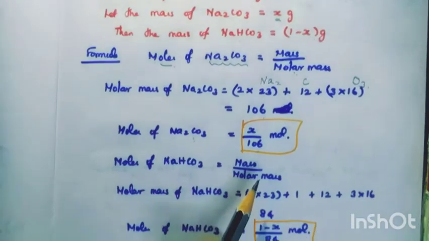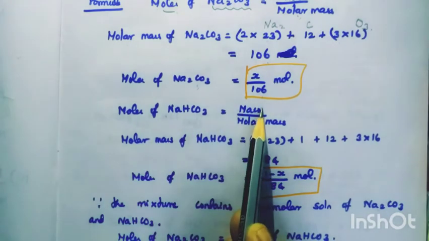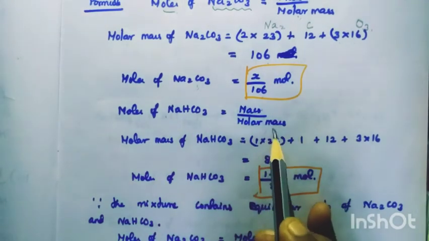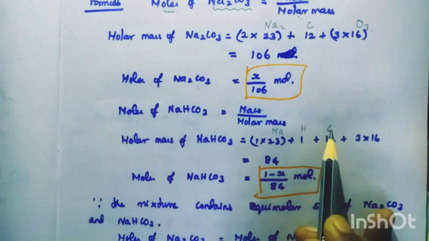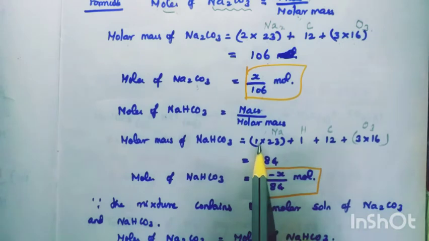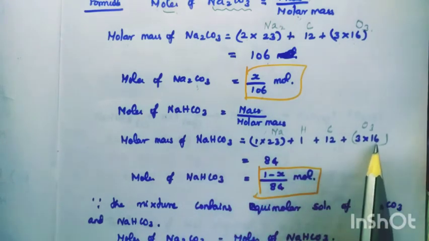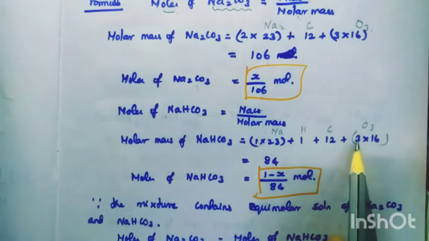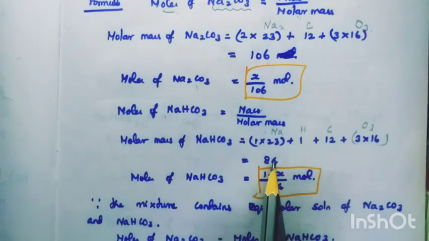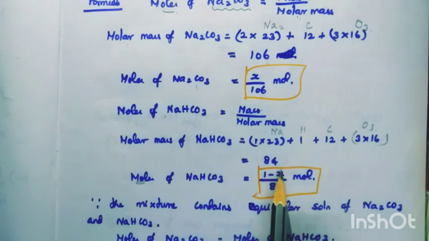Next we are going to calculate the moles of sodium bicarbonate. So moles of sodium bicarbonate is also mass by molar mass. This is sodium bicarbonate, NaHCO3. So 23 into 1, only one sodium is here. Atomic mass of hydrogen is 1, carbon is 12, oxygen is 16 with 3 atoms, so 3 into 16. That gives 84. Moles is equal to mass by molar mass. Mass we already discussed, no? If the sodium carbonate is x, sodium bicarbonate is 1 minus x, so 1 minus x by 84 mole.